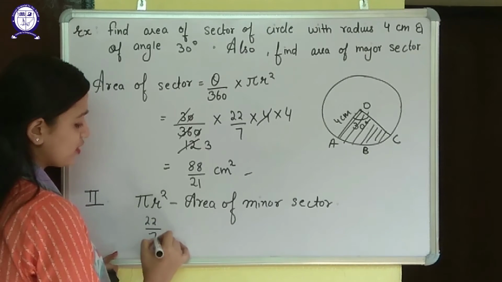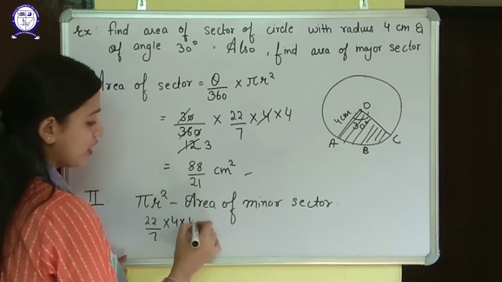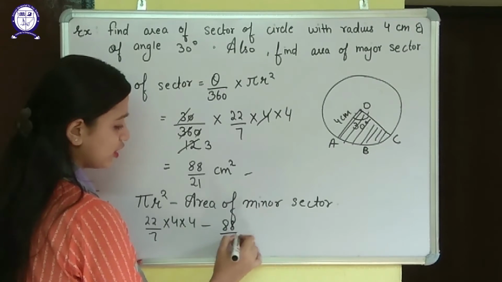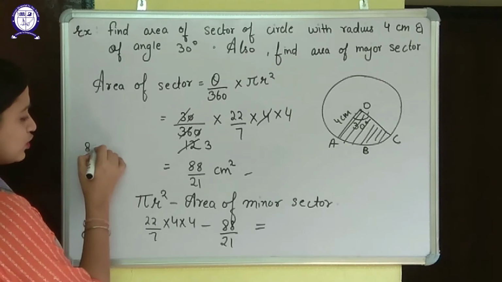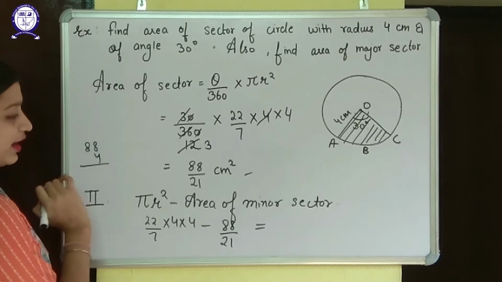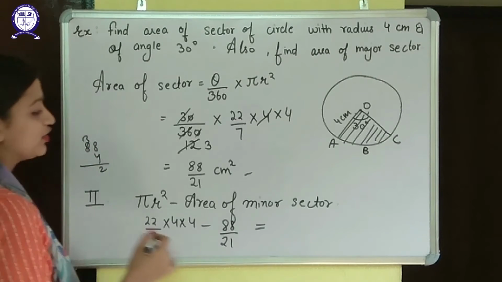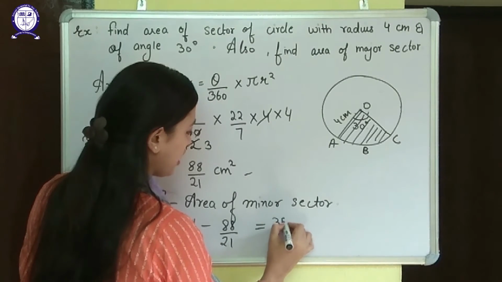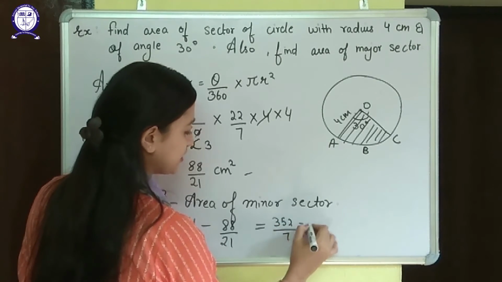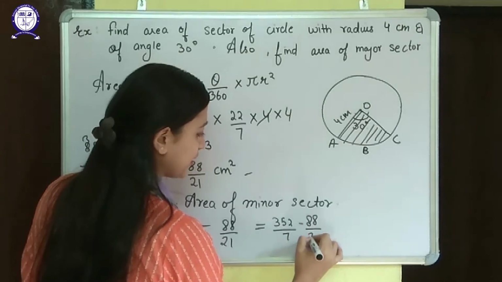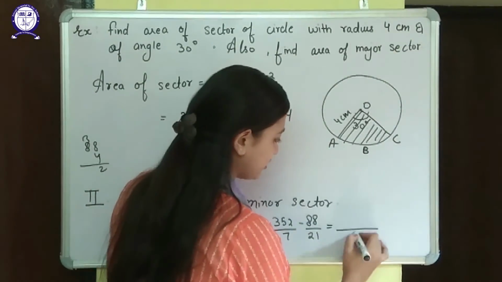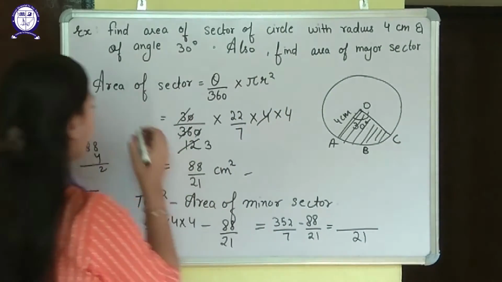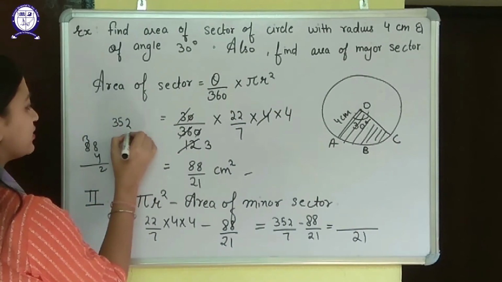This is 22 upon 7 into 4 into 4 minus 88 upon 21. So this is my 88 into 4, right? 352 upon 7 minus 88 upon 21. We can take the LCM. LCM will be 21. And we need to multiply 352 by 3.